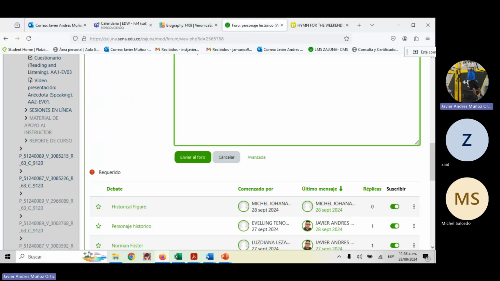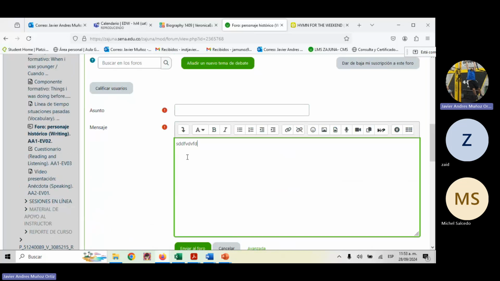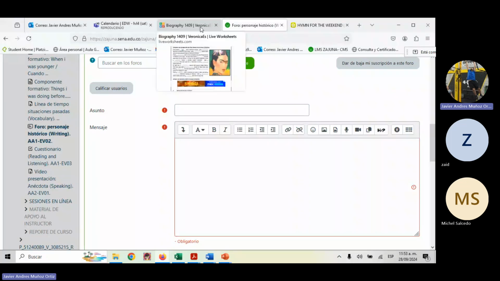So that's the activity for this session, for this week. And next week we are going to talk about the test. Okay, so this is it. This is the activity we are going to present in this occasion.